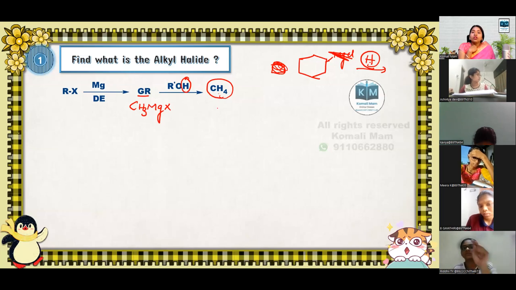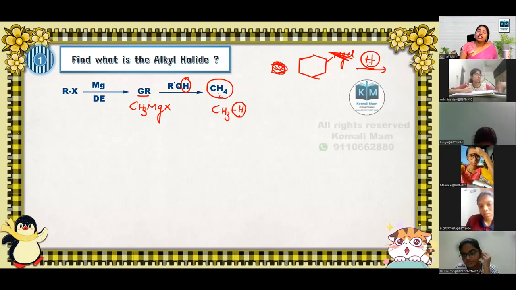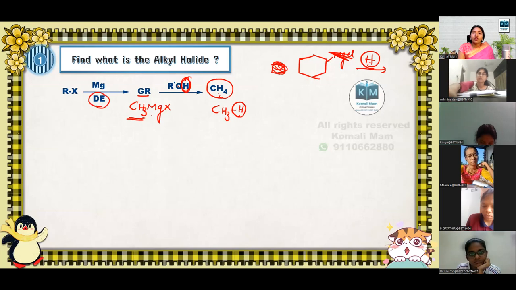Because I came to know methane is the product. Methane means the acidic hydrogen comes from alcohol only, or whatever compound we take. So the Grignard reagent must be CH3MgX. CH3MgX only can abstract H plus and form methane. If you take any other alkyl group, we get another product. Now, if it is Mg and dry ether, then you are getting this. It means the R group can be CH3X.